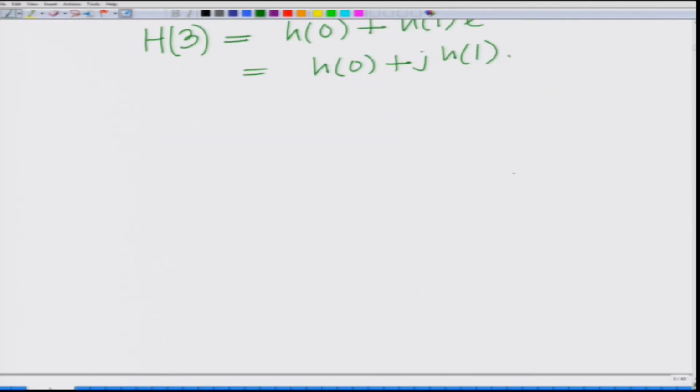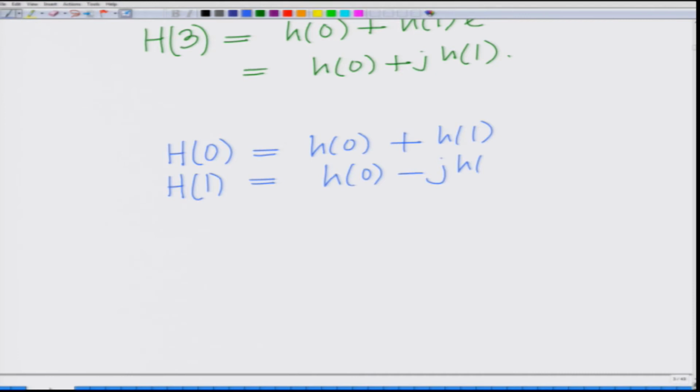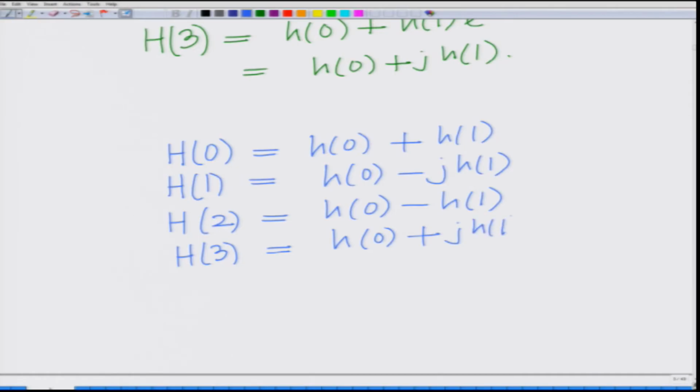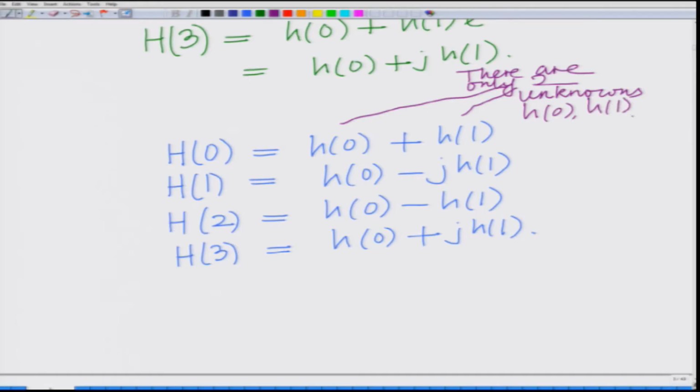And now let us write all these channel coefficients across the subcarriers together, and what you will find is capital H0 equals h0 plus h1, capital H1 equals h0 minus j h1, capital H2 equals h0 minus h1, capital H3 equals h0 plus j h1. And what you realize from this is that there are only two unknowns. These are your channel taps h0, h1.